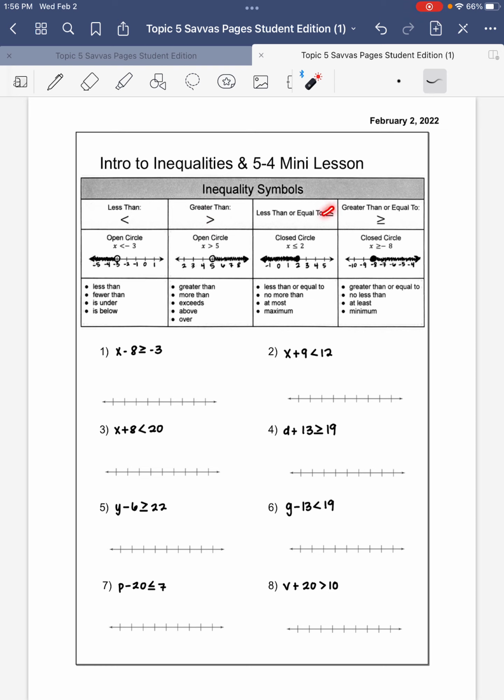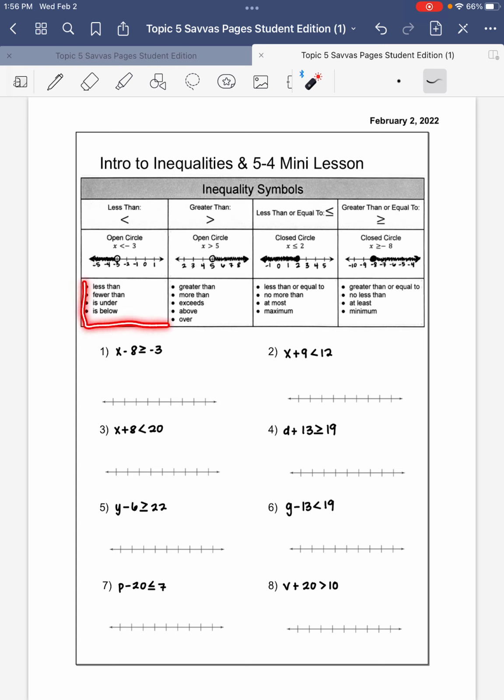Then you have less than or equal to, it looks like the less than symbol, but there's a line underneath it. And last we have greater than or equal to, it looks like the greater than symbol, but there's a line underneath it. We talked about when you use open circles for less than and greater than when you're graphing those inequality solutions, and you use closed circles for less than or equal to and greater than or equal to when you're graphing those inequality solutions. That will become more evident as we work some examples too.